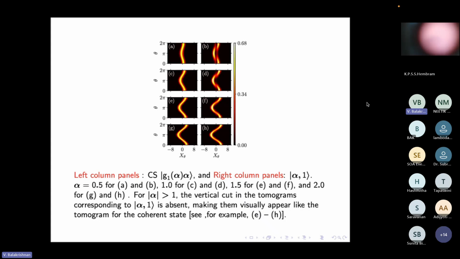In A, in B, it is 1. In C and D, it is 1.5. In E and F, it is 2. So I have merely changed the values of alpha in these panels. Now, as you go down, which means as you increase mod alpha, particularly for mod alpha greater than 1, the vertical cut in the right panel, which means in the alpha comma 1 panels, disappears.